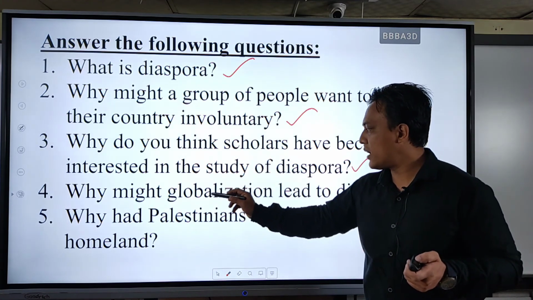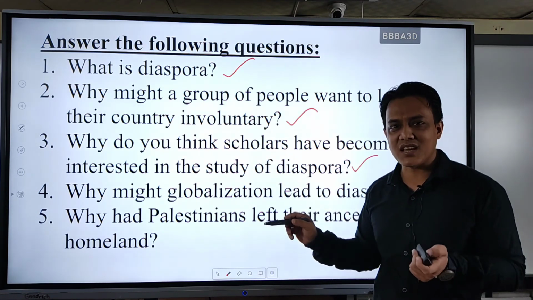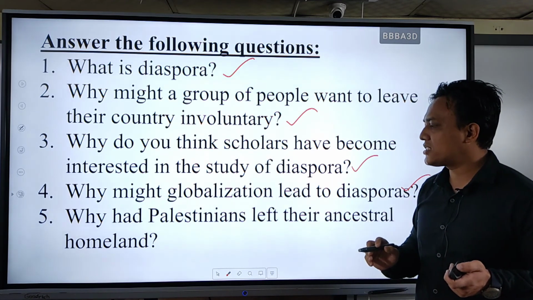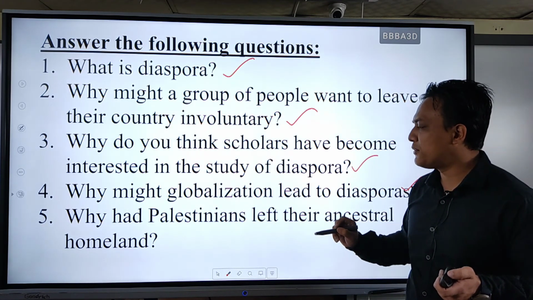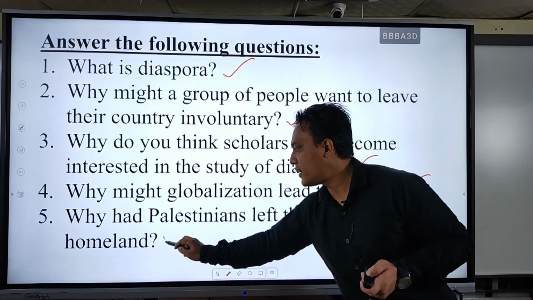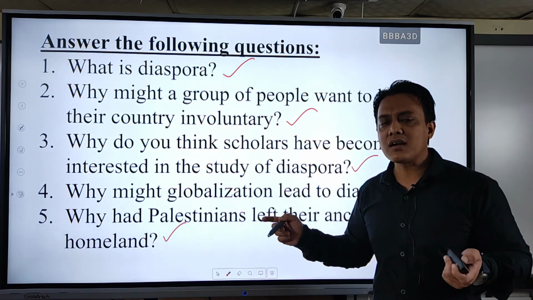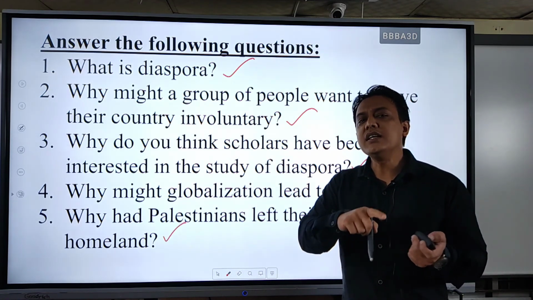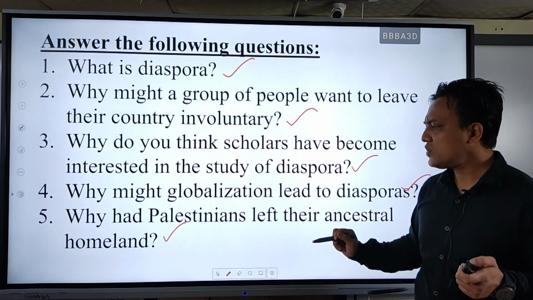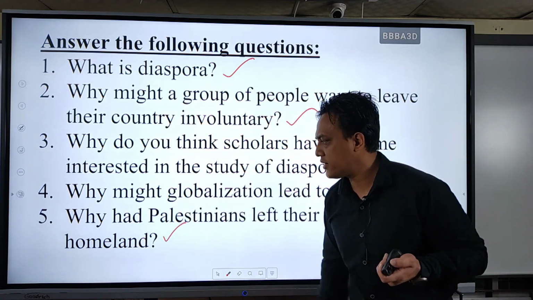Number 4, why might globalization lead to diasporas? This information has also been discussed. That means the role of globalization you will have to mention in that case. And number 5, why had Palestinians left their ancestral homeland? The answer has also been discussed, and the answer has been stated in the passage in a very indirect way. So you are to come up with the information regarding dealing with question number 5.